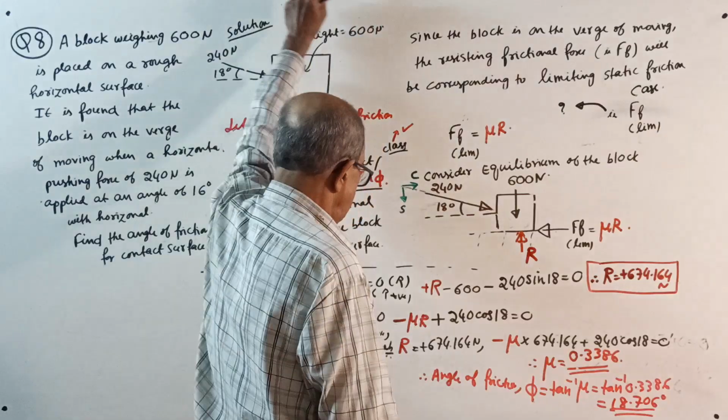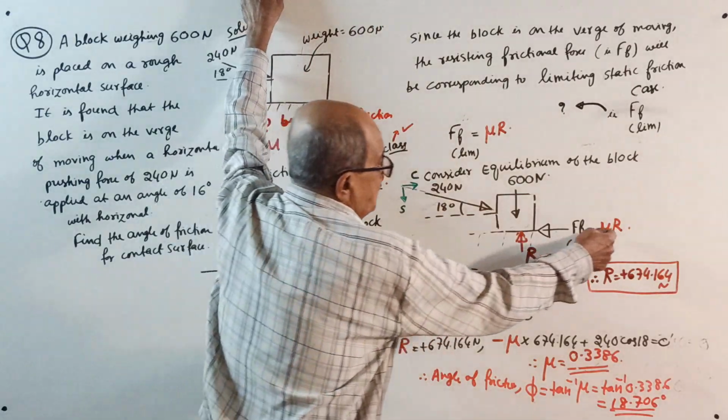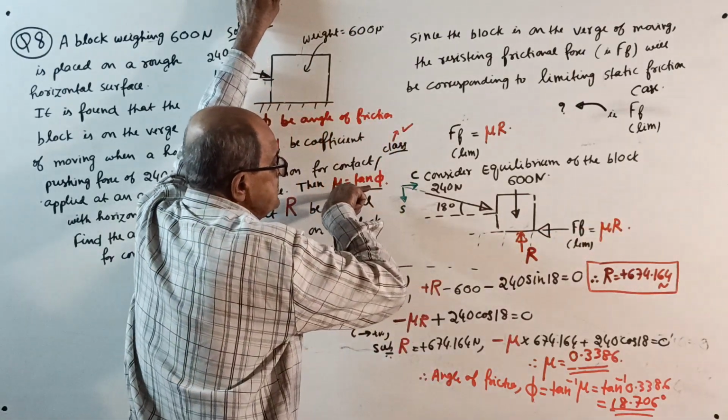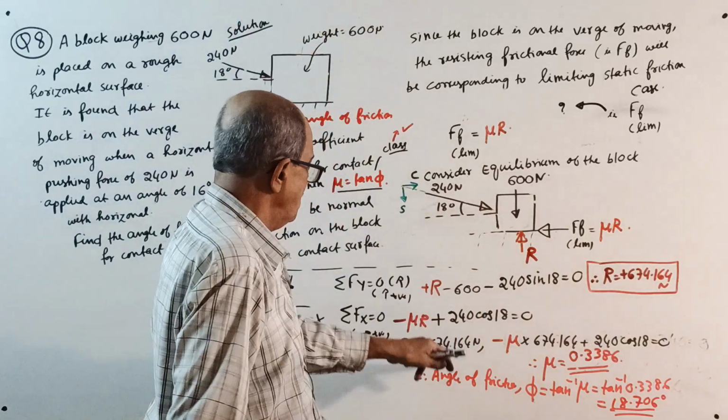Okay, R came. Sigma Fx equals 0, right side positive: minus mu R plus 240 cos 18 equals 0.